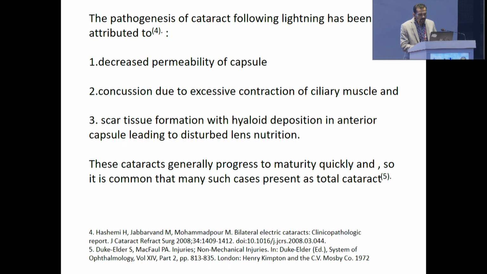The pathogenesis of cataract following lightning has been attributed to either decreased permeability of the capsule, or concussion due to excessive contraction of the ciliary muscle, or scar tissue formation with hyaloid deposition in the anterior capsule leading to disturbed lens nutrition. These cataracts generally progress to maturity quickly, and so it is common that many such cases present as total cataract. Thank you.